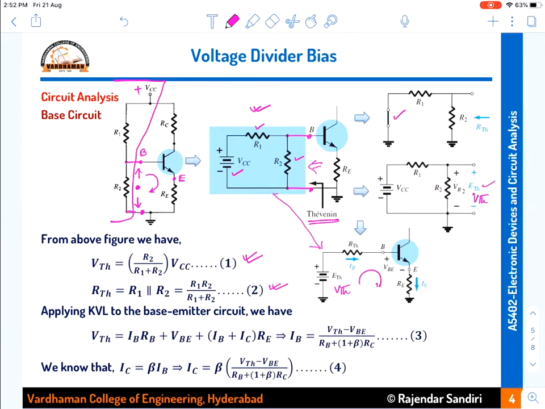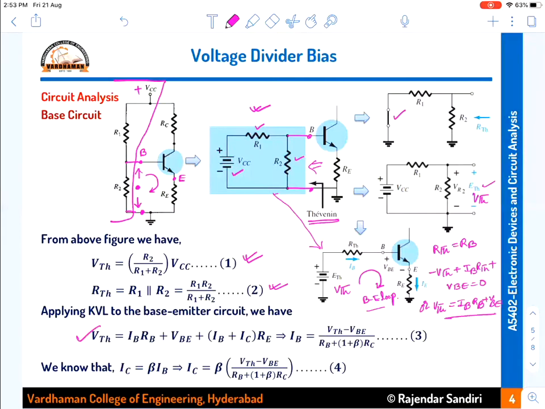Now this circuit in the clockwise direction becomes the base-emitter loop. If you apply KVL to this loop in the clockwise direction, you get minus V Thevenin plus IB into R Thevenin plus VBE equal to 0. Since R Thevenin is connected in the base circuit, I will name it RB also. Taking V Thevenin to the other side, V Thevenin is equal to IB RB plus VBE.